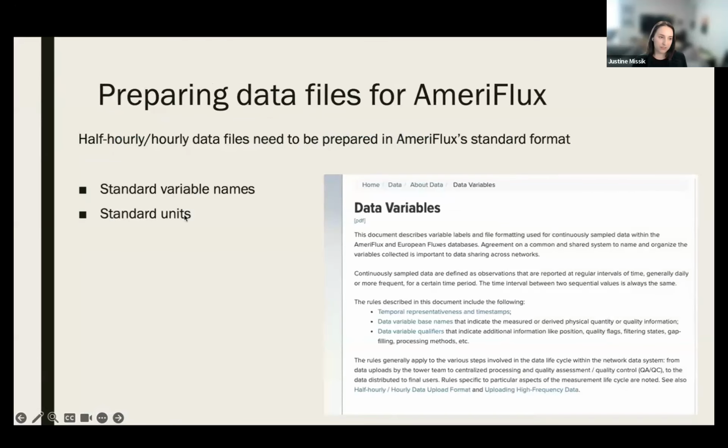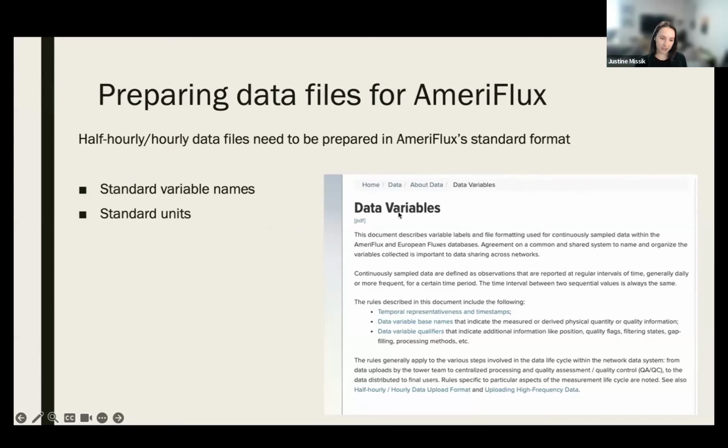So for your process like Flux data, really the main thing with this is that you need to just go through all of the requirements for AmeriFlux standard data format and make sure that you have everything in the same standard. So that's mostly that you need to go through all of your variable names and make sure that you're using the standard variable names that are used for the AmeriFlux data products.